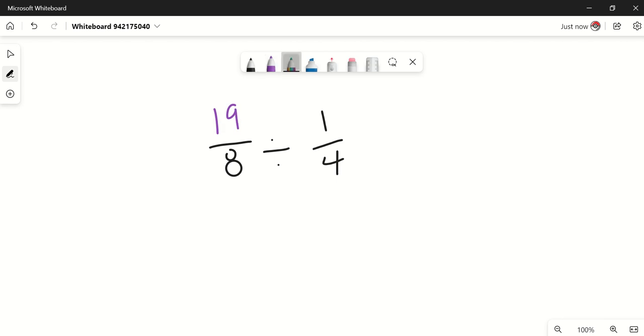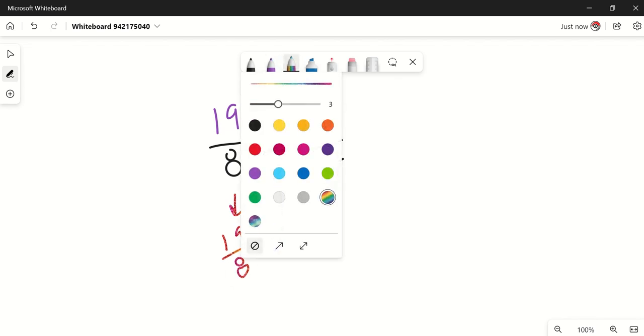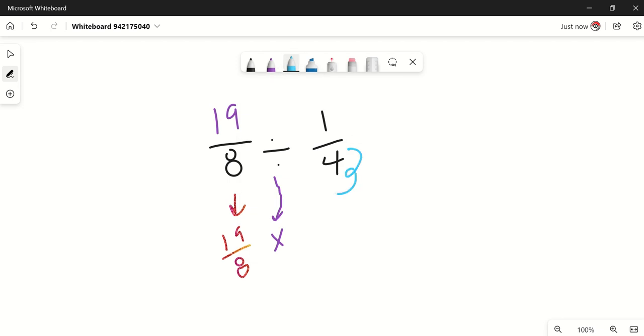And we are going to bring that straight down. This will become multiplication. And as always, flip this to become 4 over 1. I can simplify now. 4 and 8 have something in common. If I divide 4 by 4, it becomes 1. If I divide 8 by 4, it becomes 2.